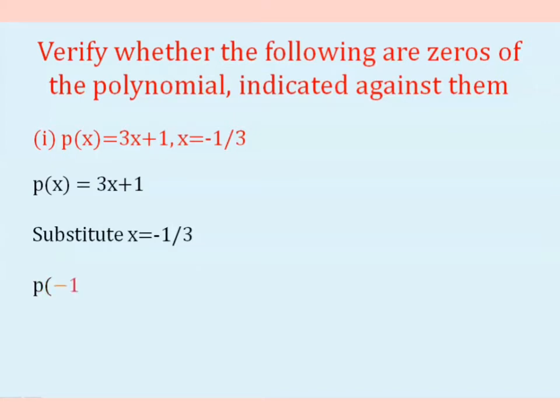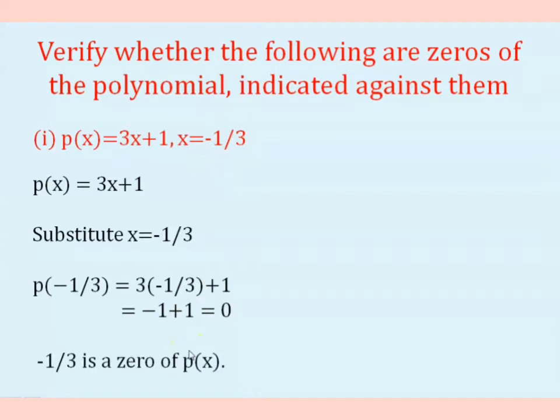So p of minus 1 by 3 is equal to 3 into minus 1 divided by 3 plus 1. So 3 and 3 will get cancelled out. We will be having minus 1 plus 1, which is equal to 0. So if p of x equals 0, then the x value is a 0 of polynomial. Therefore, minus 1 by 3 is a 0 of p of x.